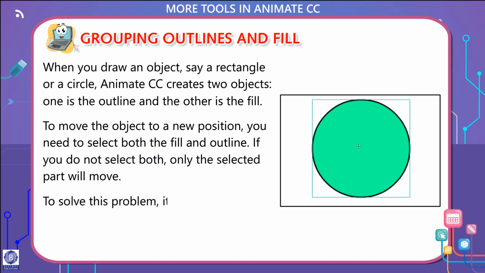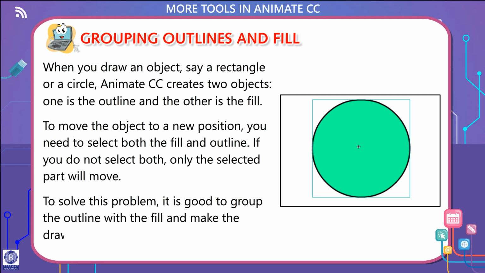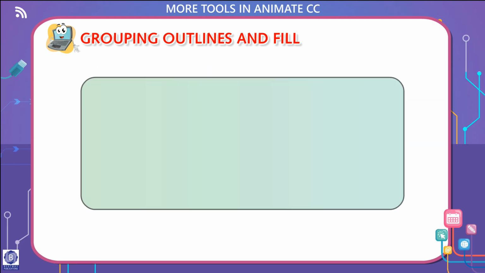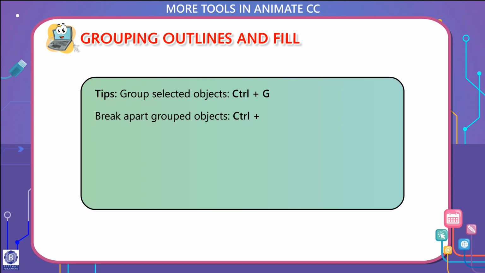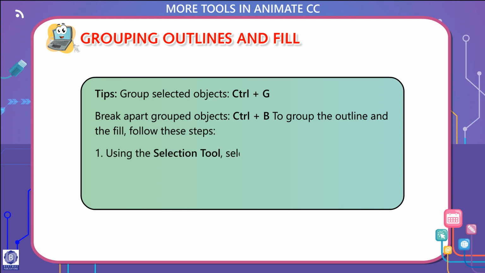To solve this problem, it is good to group the outline with the fill and make the drawing a single object. Tips: Group selected objects, Ctrl+G. Break apart grouped objects, Ctrl+B. To group the outline and the fill, follow these steps. Using the Selection tool, select both the outline and the fill.